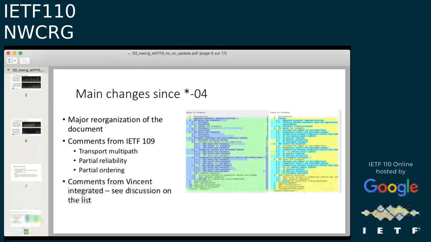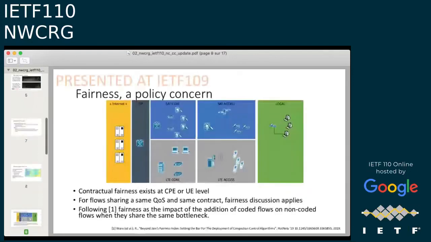If you go to the next slide, this is also something that we have added in the document: what is fairness. There is a paper that was presented in NetDev in 19 on what is fairness, and we are defining it in the draft. We are just saying that we measure fairness as the impact of coding flows when they share a bottleneck.